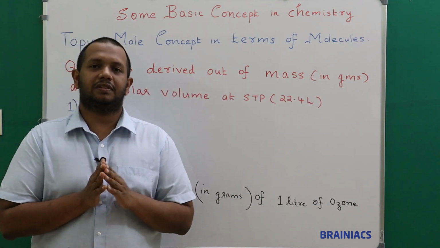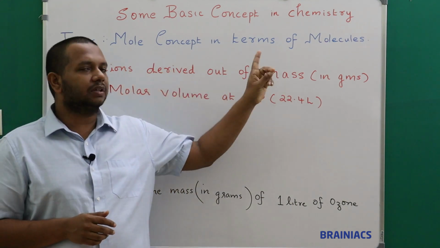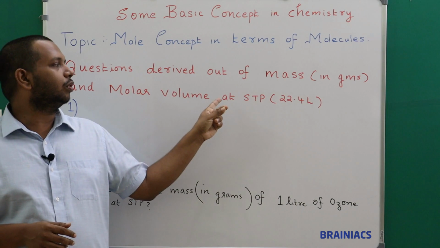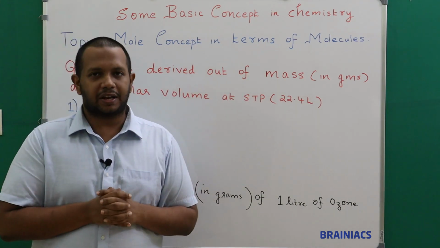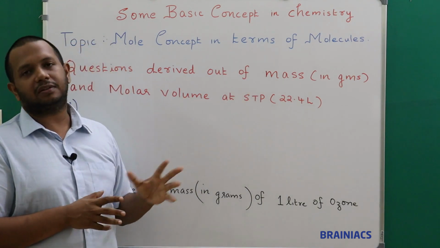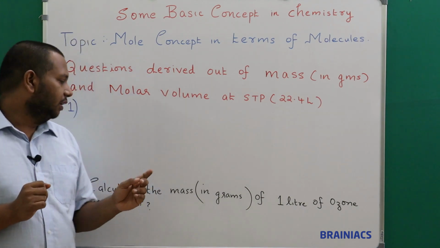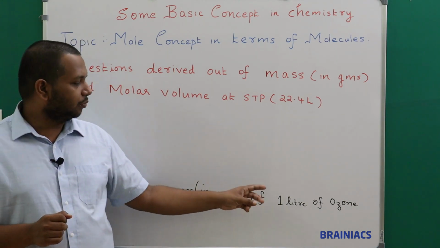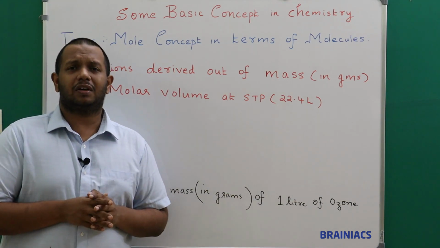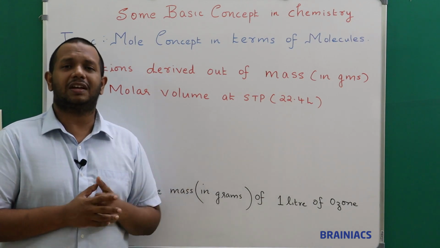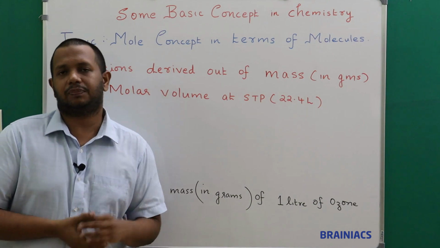So we will discuss the next two terms. Listen here, the questions derived out of mass in grams and the molar volume at STP. Here also two questions can be derived, which will have mass and molar volume. Okay, so we will go through the first question. What is the first question? Calculate the mass in grams of 1 liter of ozone gas at STP. So what is ozone gas? O3, you know that, right? Ozone is a molecule formed out of 3 atoms of oxygen, correct?